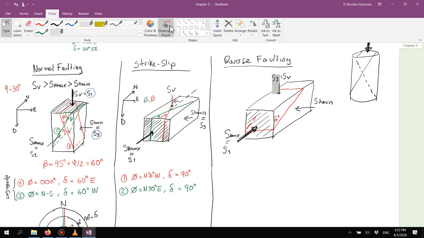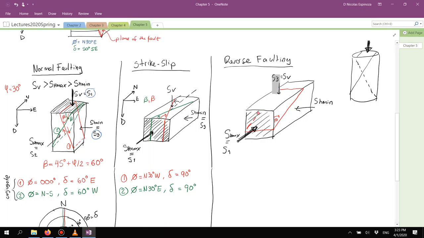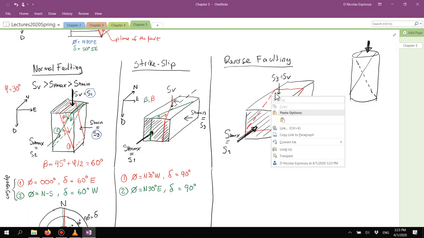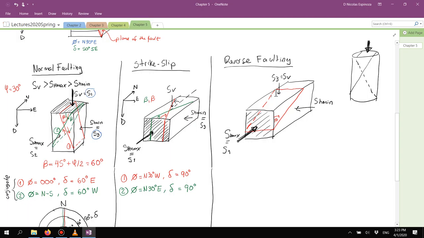I don't know why this is switching to writing. All right, that's the fault plane, and the angle is beta from this vertical plane, the plane of S1, towards the plane of the fault.